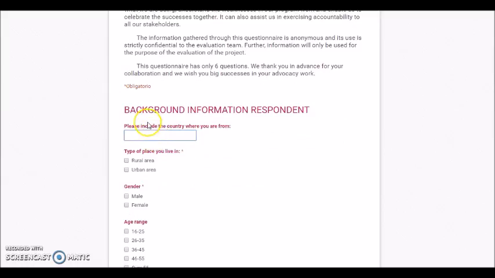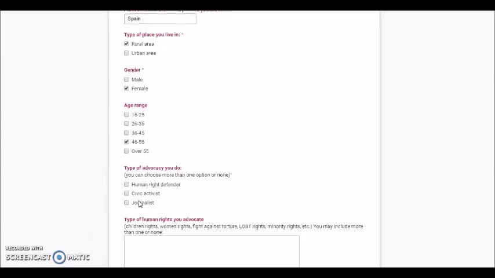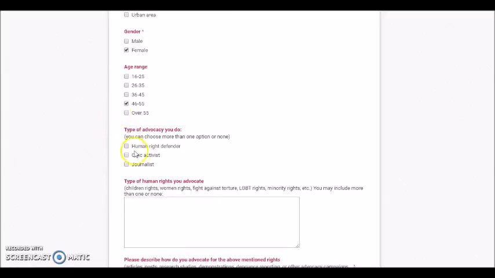You will find a first section, as you see here on the screen, background information. It's a kind of profiling of the trainee. If you already have the information beforehand, I suggest that you fill it in beforehand, and if not, you just ask them. But many of the questions you will know. For example, in this case, our trainee is coming from Spain, from a rural area. She's a female, age range, she's 50, so it's in between 46 and 55.